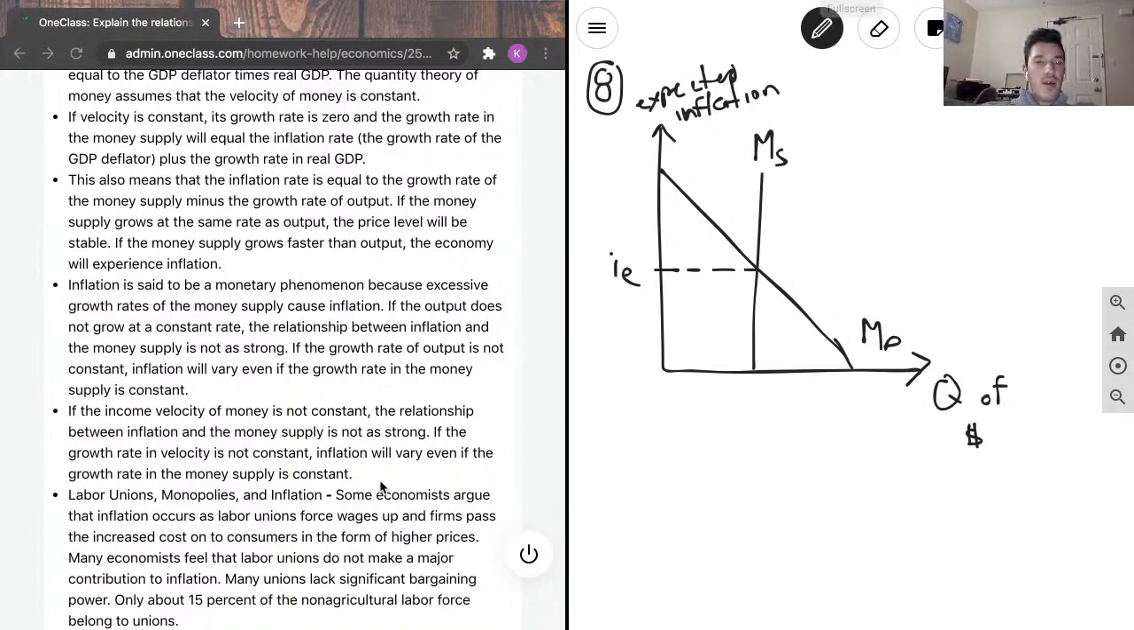If the output does not grow at a constant rate, the relationship between inflation and the money supply is not as strong. If the growth rate of output is not constant, inflation will vary even if the growth rate in the money supply is constant.